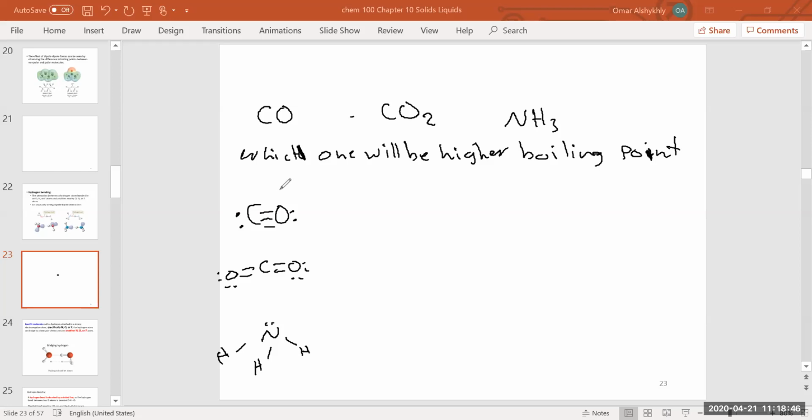Here, partial positive and partial negative, so it will be polar. Here, partial positive, partial negative, partial negative, they will cancel each other, so it will be nonpolar. For ammonia, we said if there is a lone pair on the central atom, most of the time it will be polar. So here it is polar. Okay, so we decided polar or nonpolar. Now, London, dipole, and hydrogen bond.